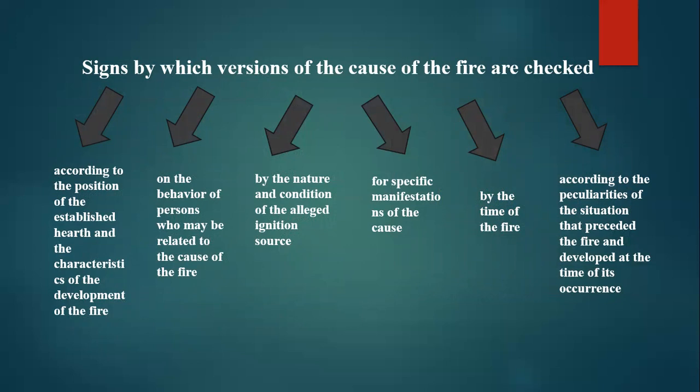Let's look at the signs by which versions of the cause of the fire are checked. First, according to the position of the established seats and the characteristics of development of the fire. The second, on the behavior of persons who may be related to the cause of the fire. The third, by the nature and condition of the alleged ignition source. The fourth, by specific manifestations of the cause. The fifth, by the time of the fire. And the sixth, according to the peculiarities of the situation that preceded the fire and developed at the time of its occurrence.